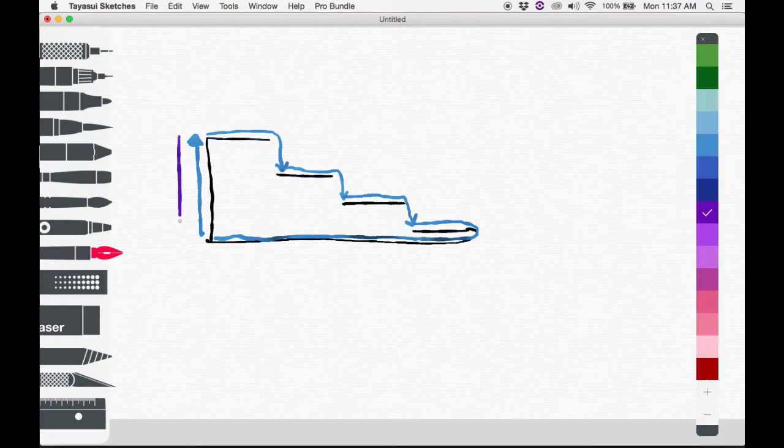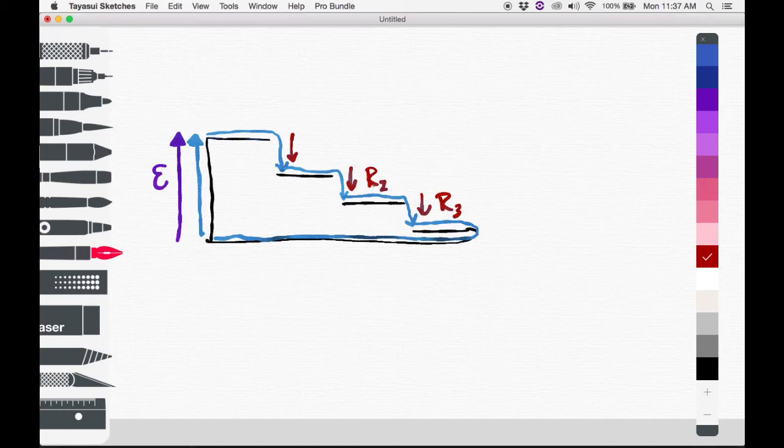Just for fun, let's call this pump epsilon. And let's call each of the waterfalls R1, R2, and R3. Now the key here is to note that each of the waterfalls is dissipating gravitational potential energy for the water. So the water falls and it loses gravitational potential energy. And then once we get back to the end, the pump right here is putting gravitational potential energy back into the system.